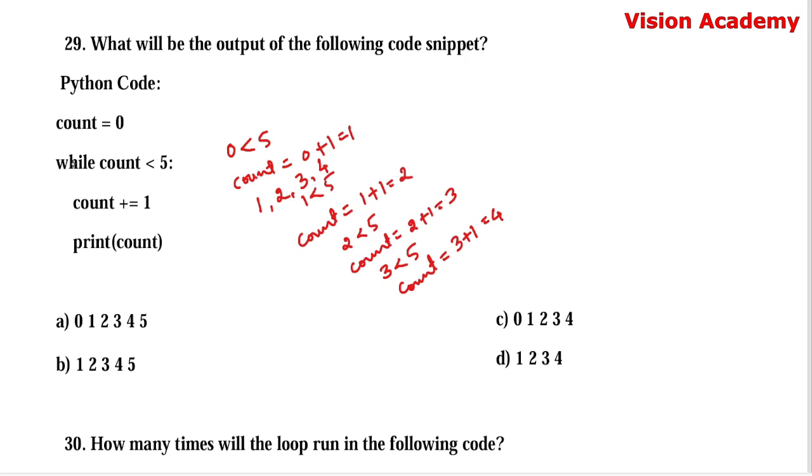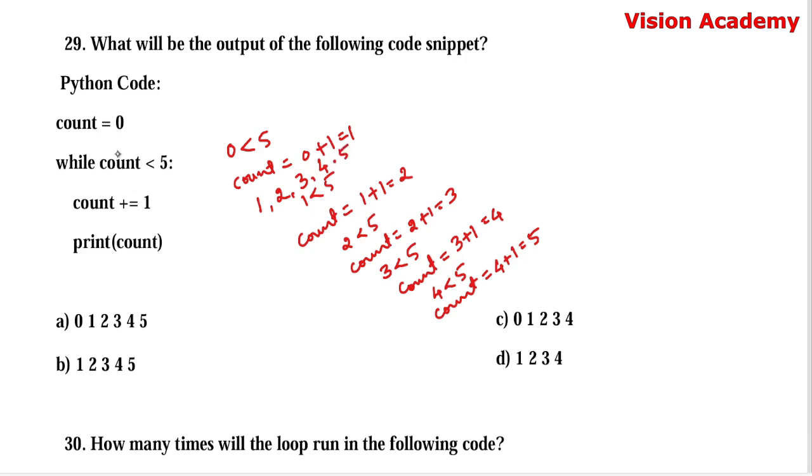Again, control transfers to while and it is going to check out whether 4 is less than 5. Yes, again condition is true and it is going to increment the value of count by 1. Now count is equal to count plus 1, that is 4 plus 1, that gives me 5. Now it is going to print the value of count which is 5. Here it is going to print 5.